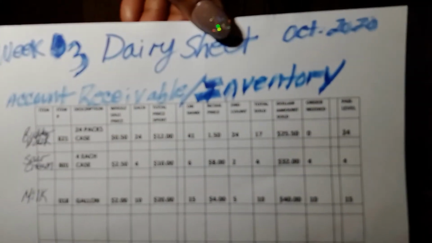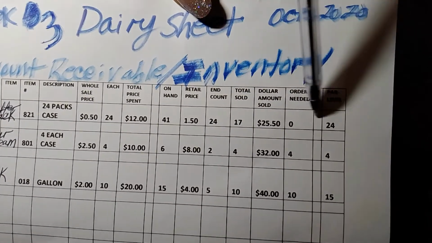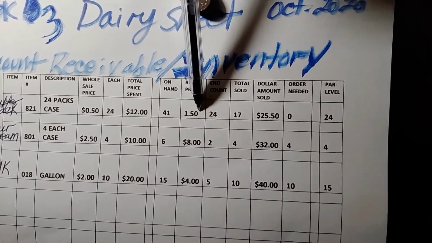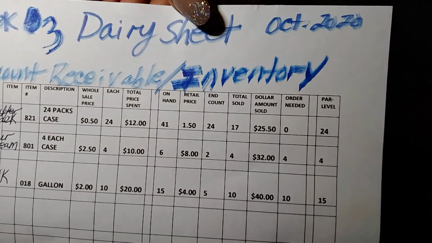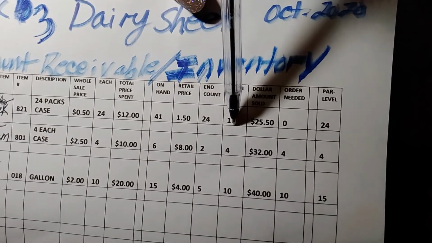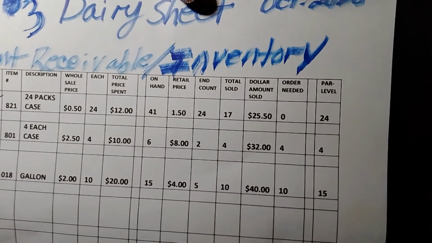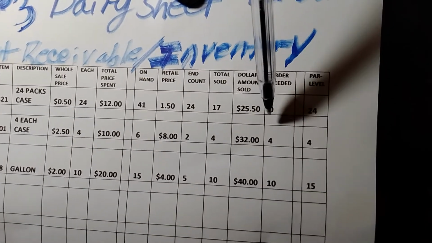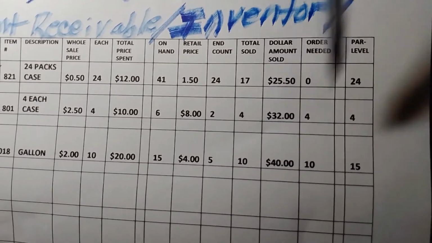I'm going to give you an example. Now that we have counted inventory on our inventory sheet, we just transfer it over here. And that would tell us our retail price for butter packages. We sell them for $1.50. Our end count was 24. That's how many butter packets are left in the store after we counted inventory, 24. We sold 17 of them, and the dollar amount is $25.50. If we sold 17 of them, you say 17 times $1.50 is $25.50, okay? And that's how you know the dollar amount that you sold, okay?